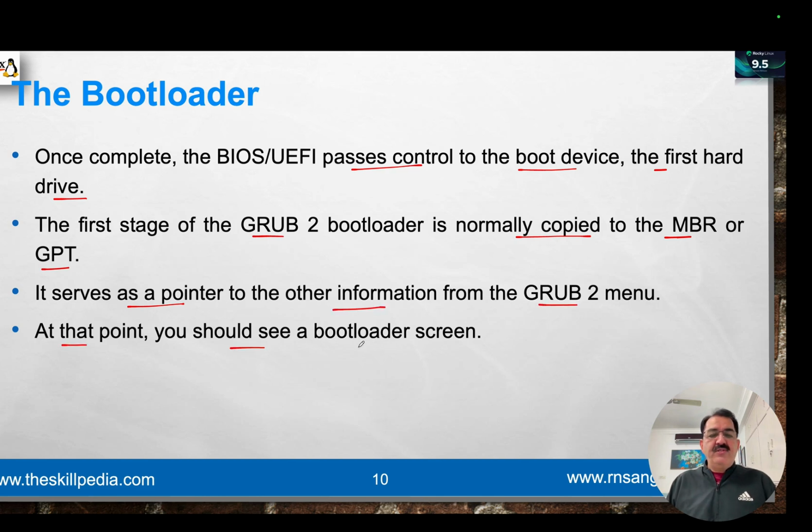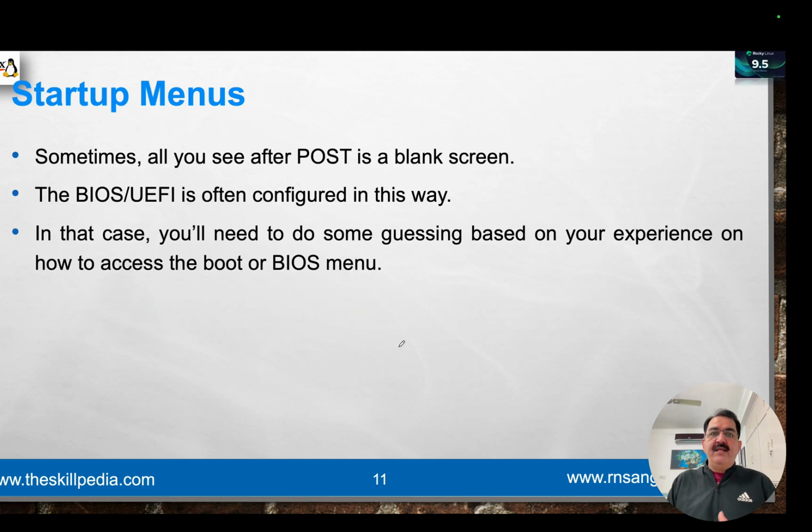At that point, you should see the bootloader screen, the black screen which you recollect, where we have a list of kernels listed. Sometimes what you see after the POST is a blank screen. The BIOS is often configured this way, to show you a blank screen and not show you that menu. In that case, you need to do some guessing based on experience how to access the boot or BIOS menu. I demonstrated yesterday by pressing the escape key. If you recollect, when you switch on the system and press the escape key immediately, you saw that screen. That is the BIOS menu.